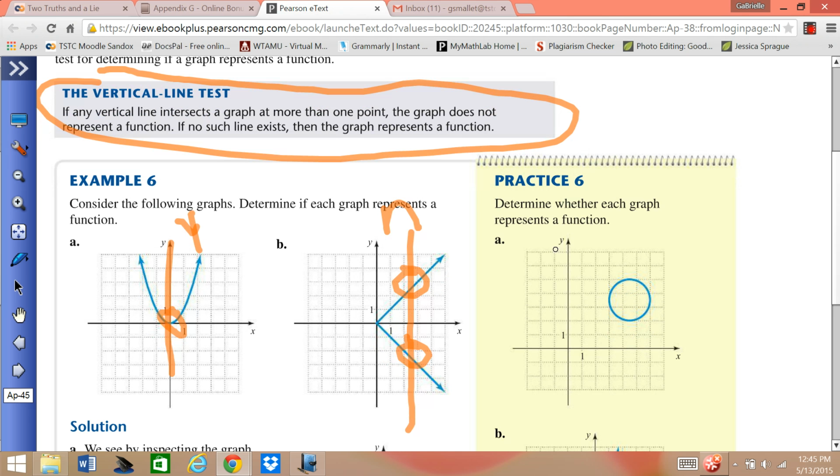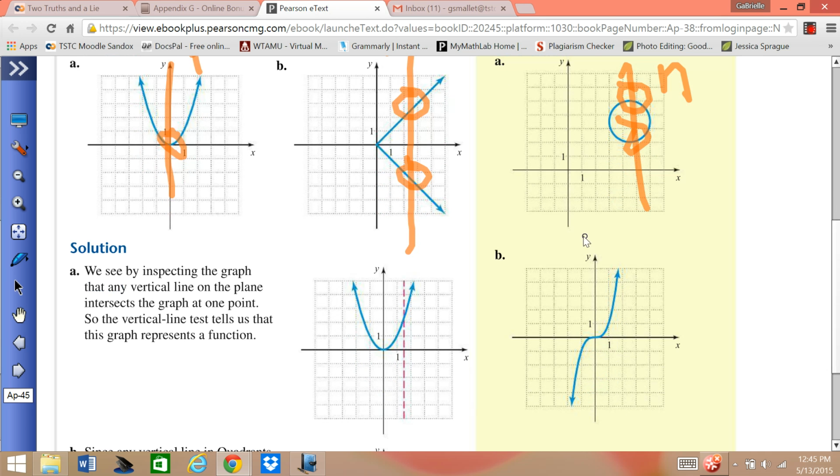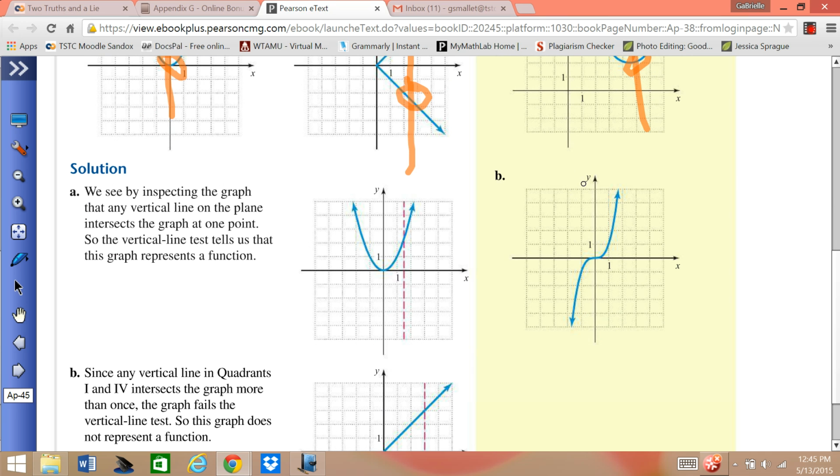So now let's look at practice 6. If we draw a vertical line through that circle, would we consider this to be a function? No, because it touches it twice. It touches it right here, and it touches it right there as well. So that one is not considered a function. And then now let's do B. If you draw a vertical line through B, just anywhere, would you consider B a function? Yes, you would consider B a function because it only touches it one time. You can draw more than one vertical line through it, and you'll still notice it'll touch one time.